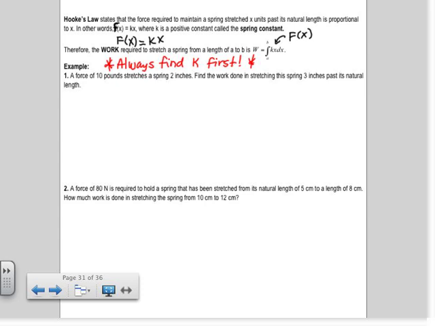No. All right, so it says a force of 10 pounds stretches a spring 2 inches. So we're going to use that equation f of x equals k times x. So I have 10 equals k times 2.